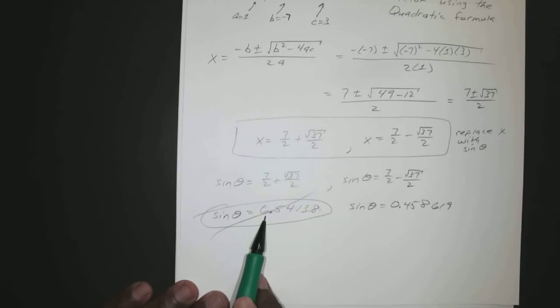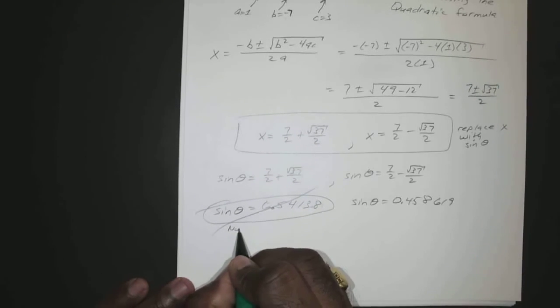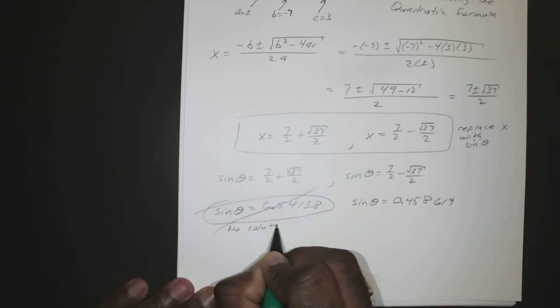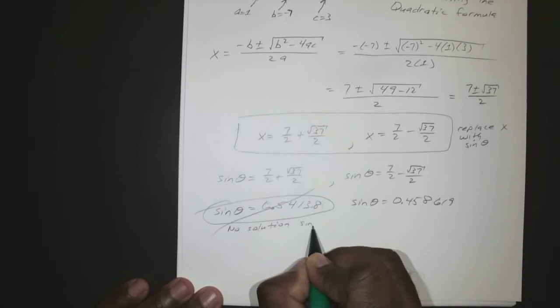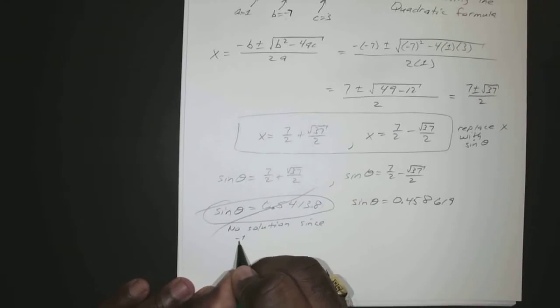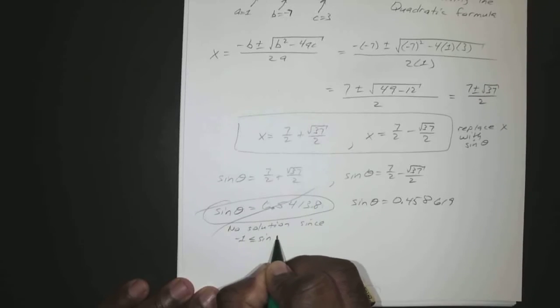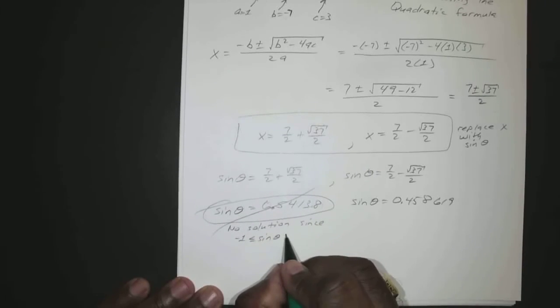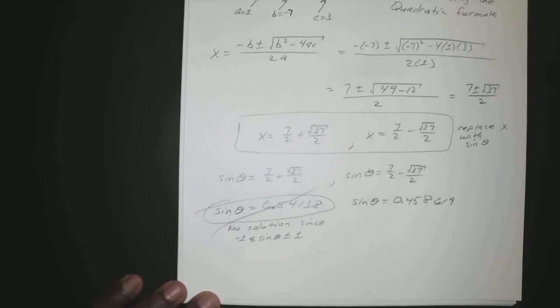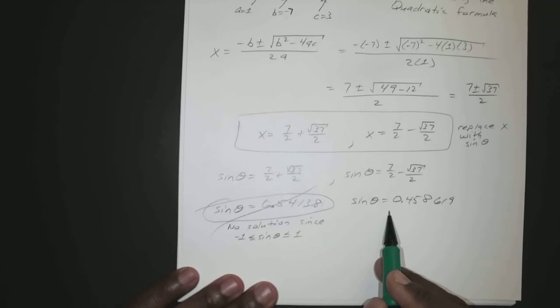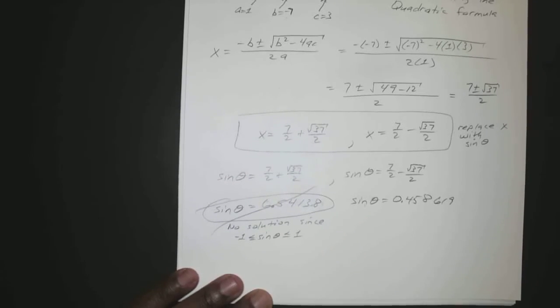This one, you can automatically just get rid of, because sine of theta has to be between -1 and 1. So no solution, since sine of theta has to be between there. Okay. Now to solve for this one, you just apply sine inverse to both sides.